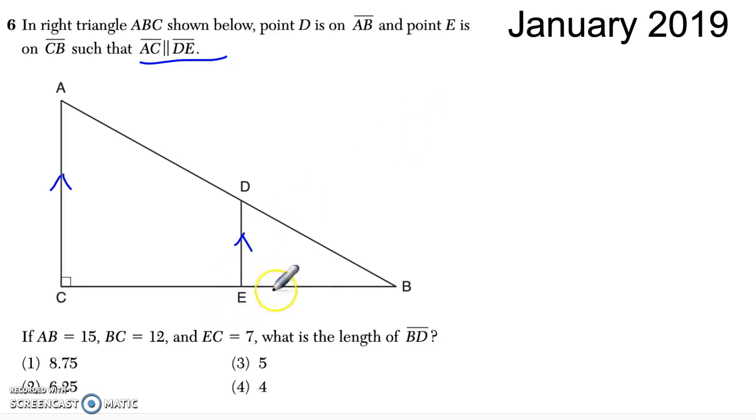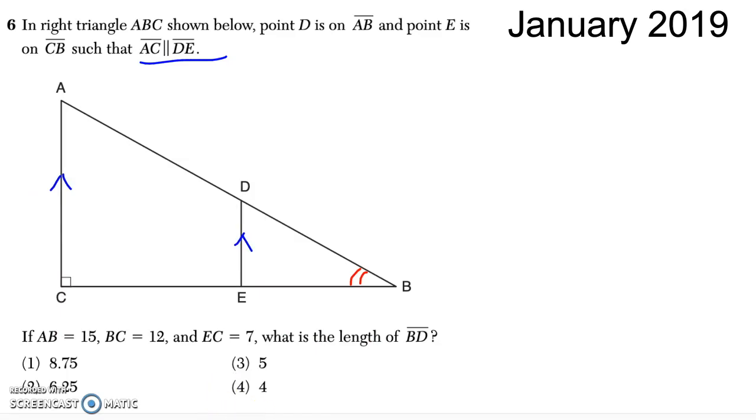How do I know that? Well, let's think about the two triangles in this picture. You've got the little one, DEB, and the big one, ABC. Now, they both share this angle B. It is reflexive. That angle is in each triangle. How do I know that they're similar? Well, I need two pairs of congruent angles, and that's where these parallel lines come in.